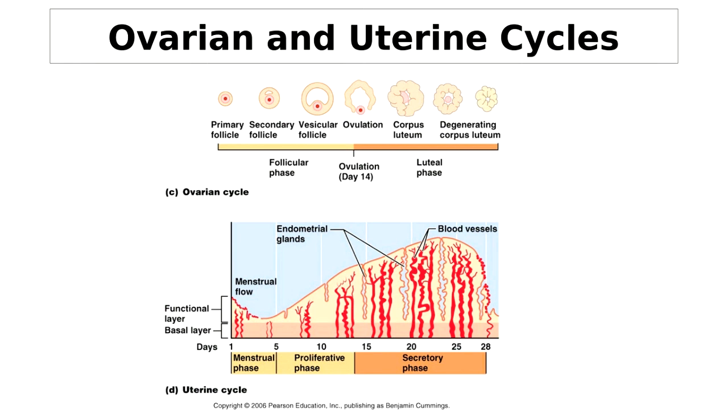The ovarian cycle on top shows the monthly events associated with the maturation of an ovum. So it shows what happens along the time of a month time frame. And your days are down here at the bottom, 1 through 28, because most books will use a 28-day cycle.